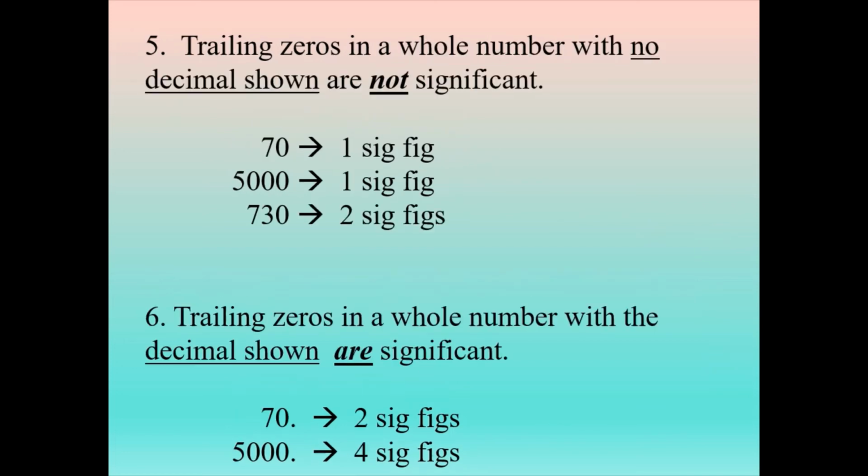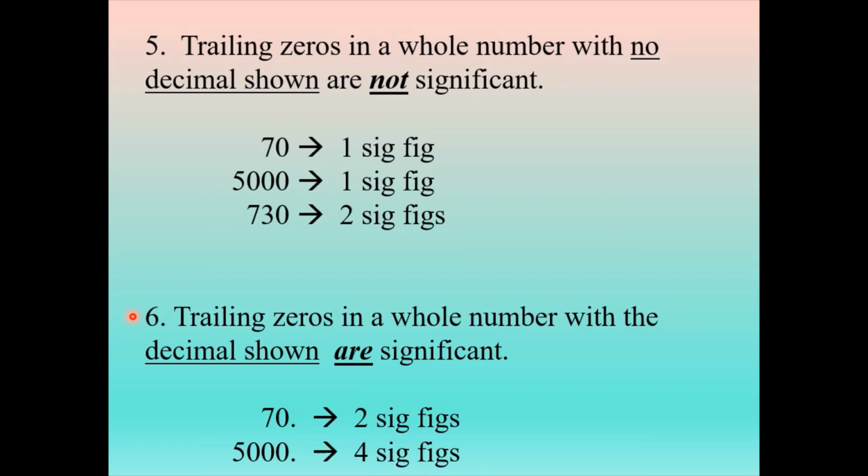All right, let's continue. Rule number 5. Trailing zeros in a whole number with no decimal shown are not significant. So the number 70, all right, this is a trailing 0, but there's no decimal point here. So the only significant digit is the 7. So 70 has 1 sig fig. The number 5,000, as written like this, has 1 sig fig, and that's the 5 here. These trailing zeros, again, are not significant because there is no decimal point. The number 730 has 2 sig figs, just the 7 and the 3.